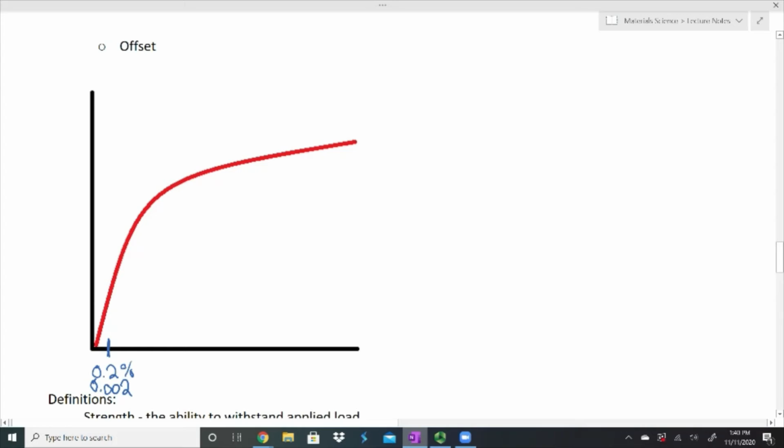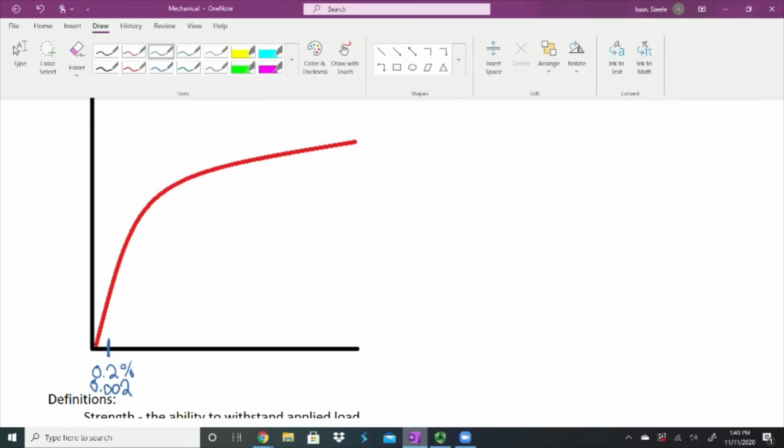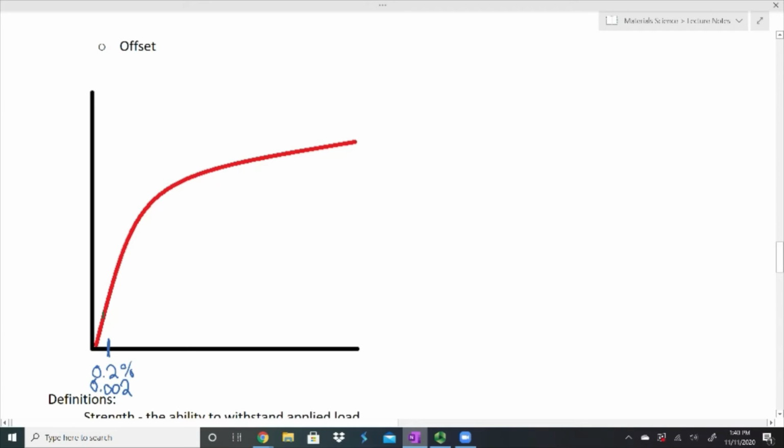That is pretty common, but depending on the material, it could range from maybe as low as 0.1%, maybe even up to 5% for a material that has a really non-linear section. But what we're going to do is find this point of strain, and I'm going to draw a parallel line to my linear region. So I'm going to figure out whatever my Young's modulus is, because that is my linear portion, and I'm going to draw a straight line with that same slope that goes through our 0.002 strain.